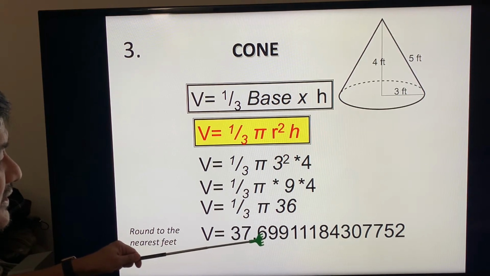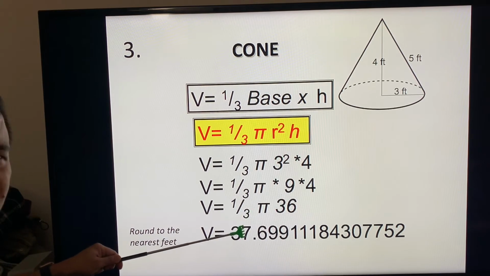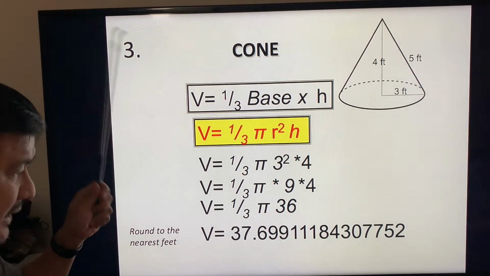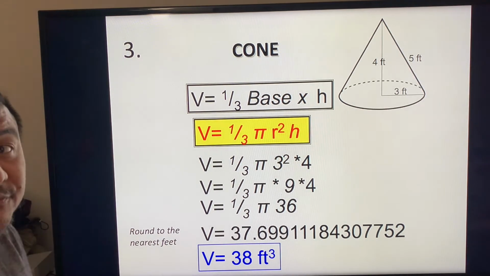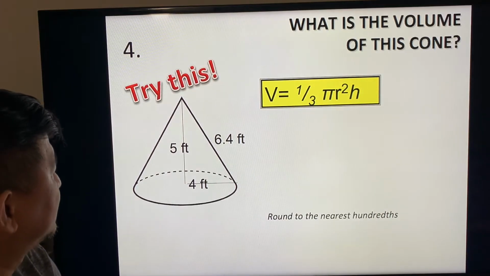Will the 6 affect my 7? 5 and up, round up. Yes. Therefore, my answer is 38 cubic feet. What is the volume of this cone?